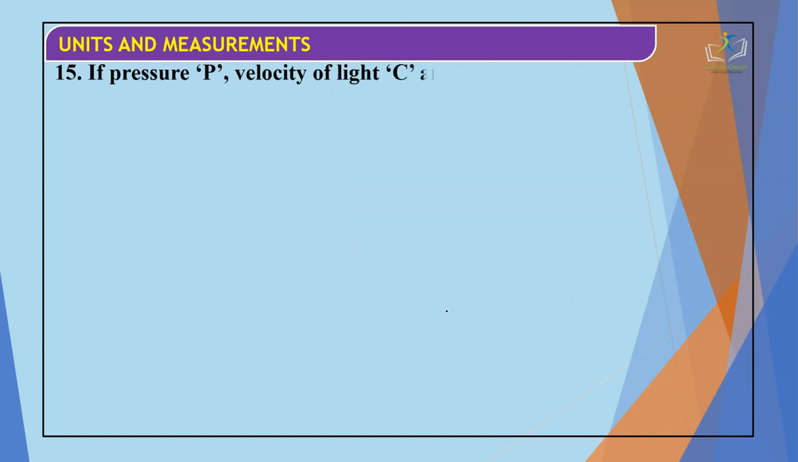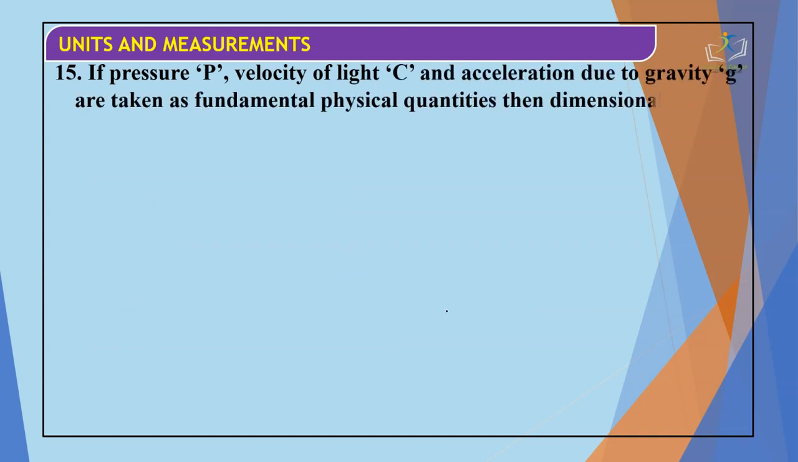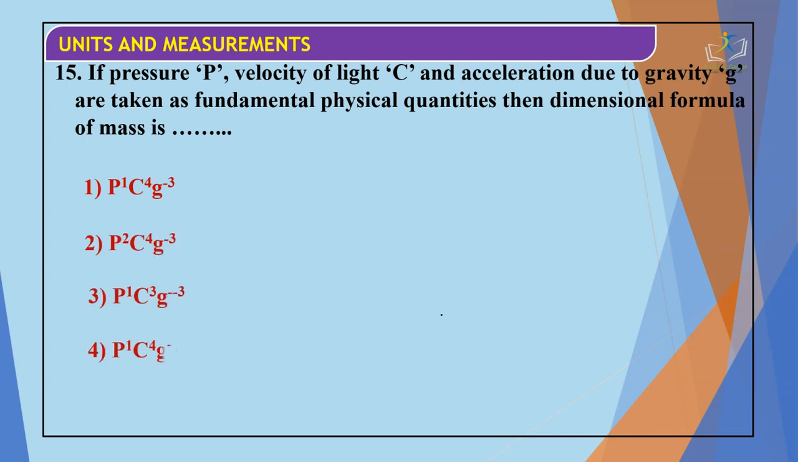Next question we have: if pressure P, velocity of light c, and acceleration due to gravity small g are taken as fundamental physical quantities, then the dimensional formula of mass is. We have these options. Now move with the solution part.